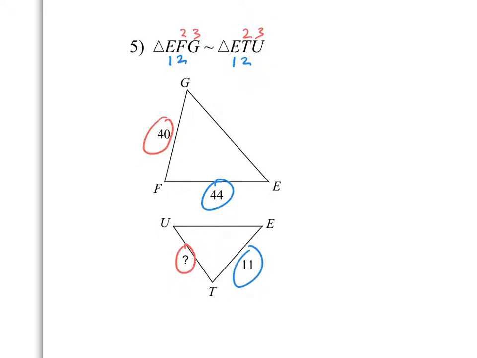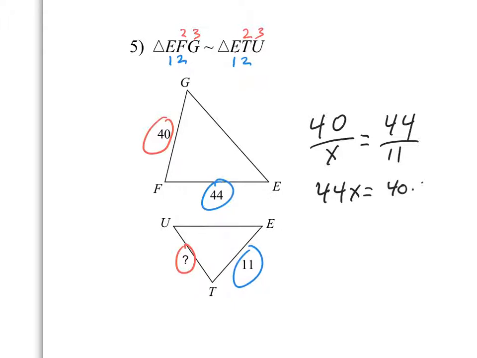So we're going to end up with 40 over x is equal to 44 over 11. Then when we cross multiply, we'll get 44x equals 40 times 11, which is 440. So we get 44x equals 440. Then we divide by 44, and we'll get x is equal to 10.